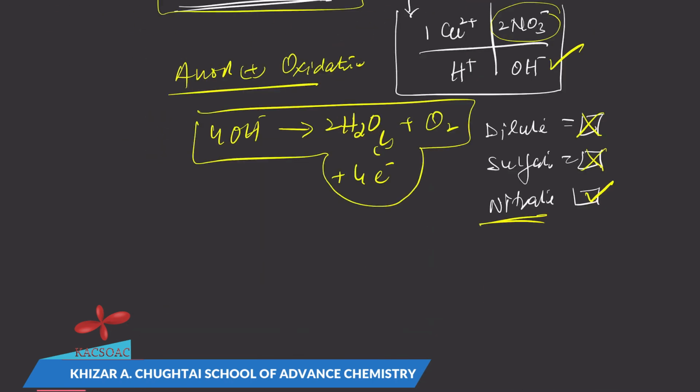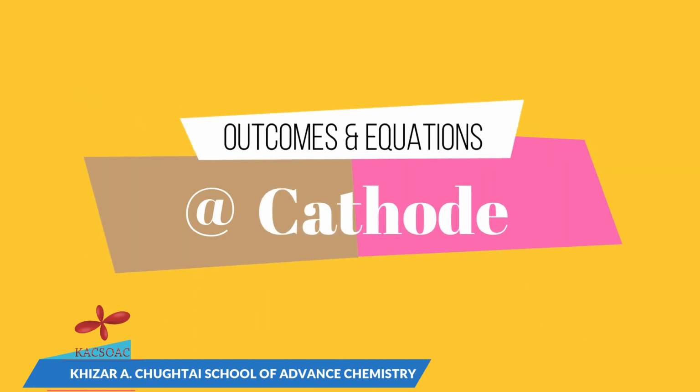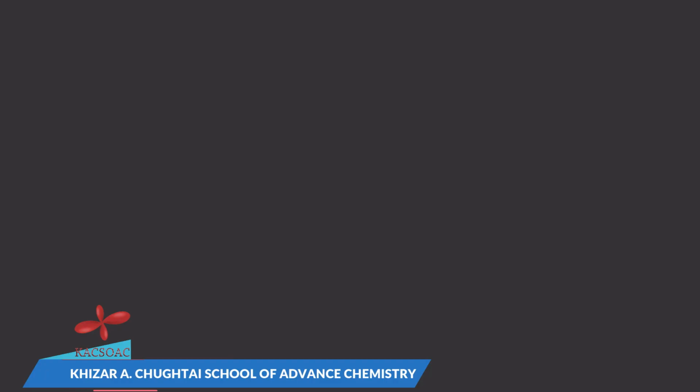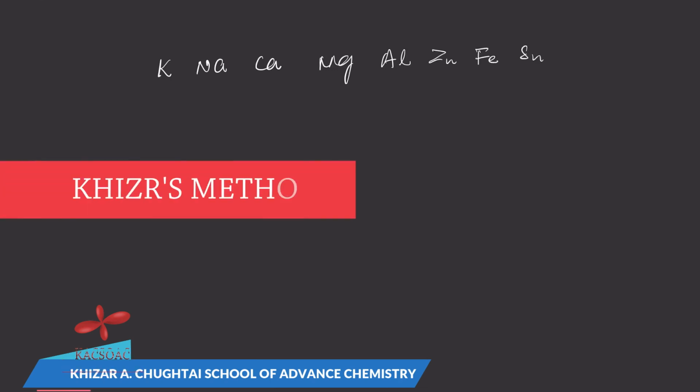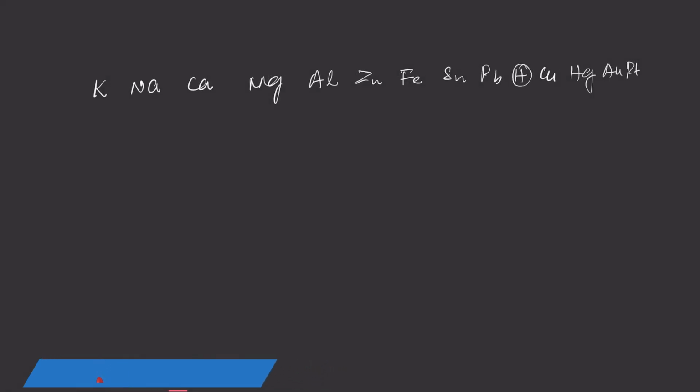Now come towards the cathode. For cathode, we must know about the reactivity series. I'm going to draw the reactivity series of a few elements. For example, potassium, sodium, calcium, magnesium, aluminium, zinc, iron, tin, lead, hydrogen, copper, Hg, Au, aurum, and platinum. So this is the reactivity series.